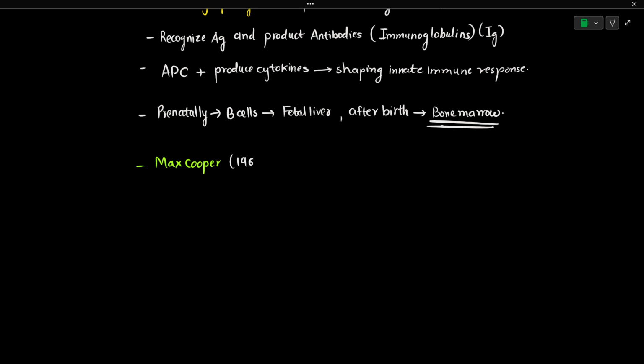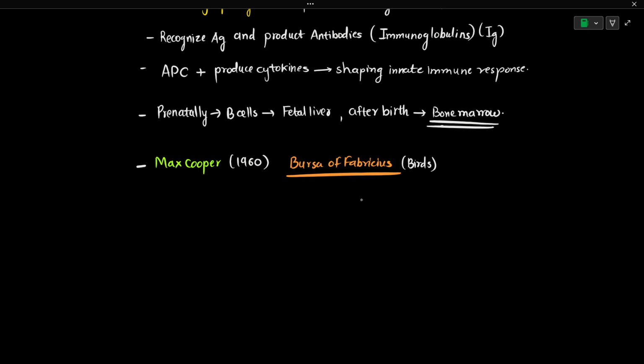So when Max Cooper started studying immunology, he showed that the production of antibodies was completely abrogated in chickens after the surgical removal of the bursa of Fabricius. So the bursa of Fabricius is a specialized organ in chickens, in birds. Okay, so let me write it down here for you. Bursa of Fabricius. This particular organ is found in the birds.